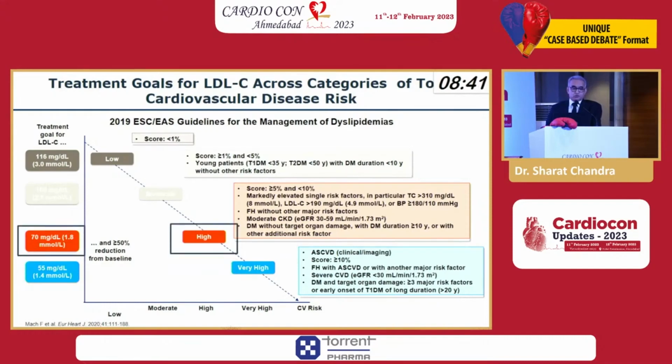So what drug will you use? If it is very high risk, it is 55, and if it is high risk, it is 70. And if all of you remember, the Lipid Association of India has been crying hoarse that it should be 55 or less for quite some time, and ESC and ACC came out with this kind of statement much later.